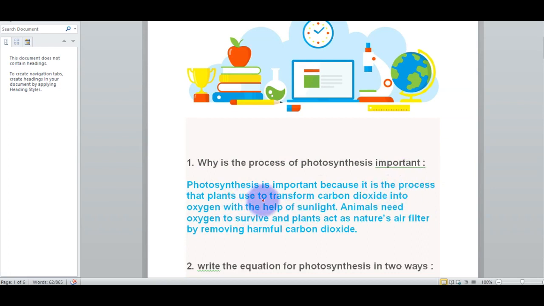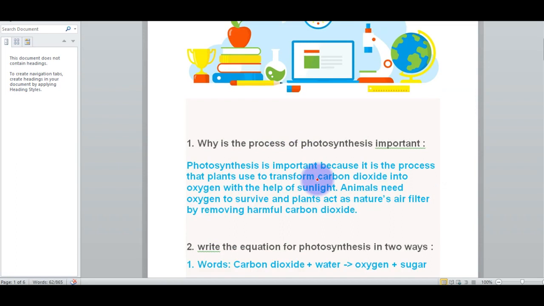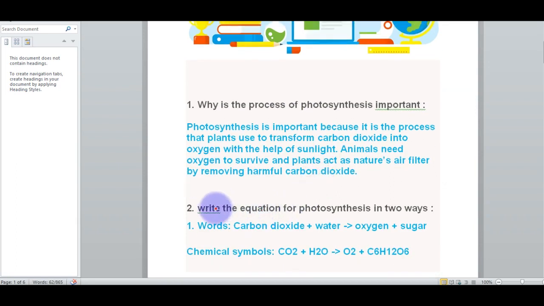Photosynthesis is important because it is the process that plants use to transform carbon dioxide into oxygen with the help of sunlight. Animals need oxygen to survive, and plants act as nature's air filter by removing harmful carbon dioxide. So this is the importance of photosynthesis.